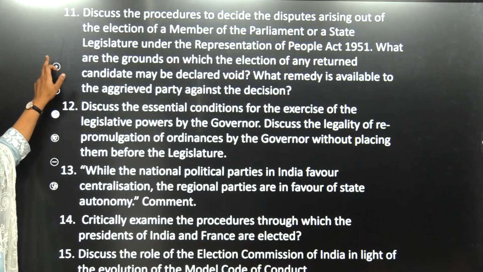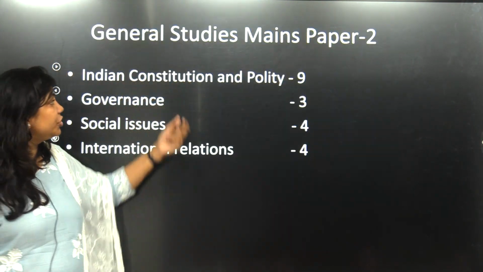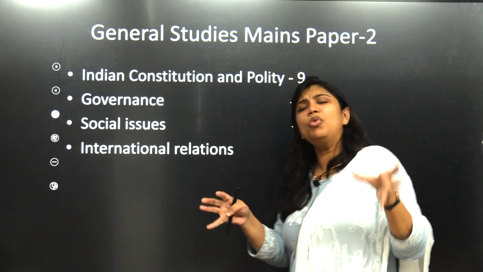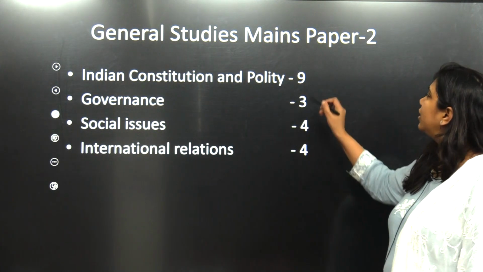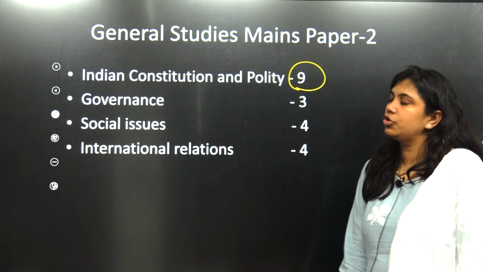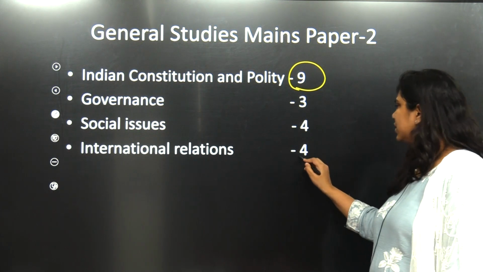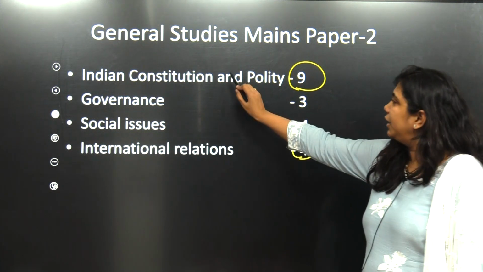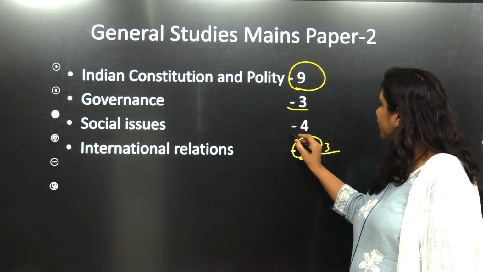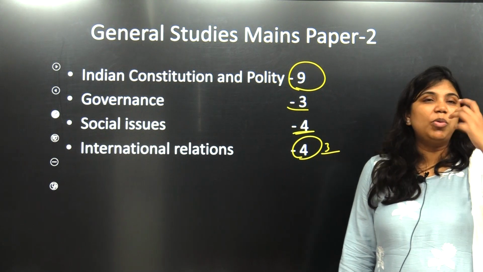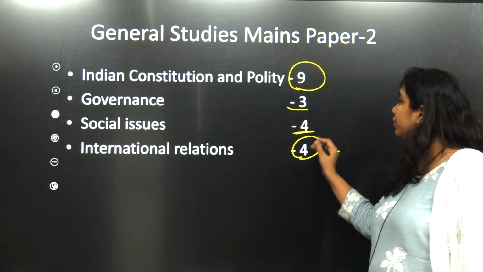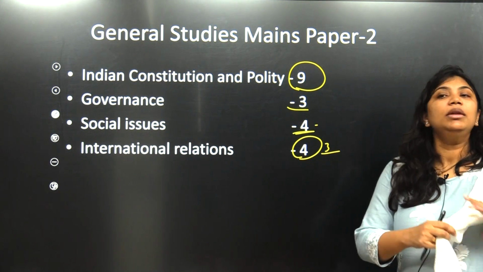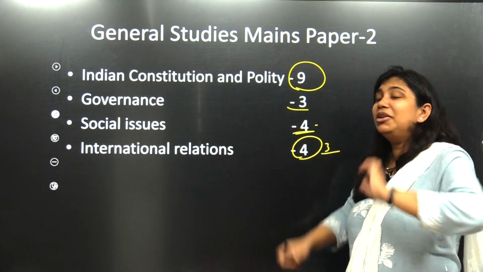So GS paper 2. First is Indian Constitution and Polity. Most of the time we'll have a high weightage to Indian Constitution and Polity, and basically 3 to 4 questions from international relations. And if you take governance, there were 3, and social issues were 4, like poverty, unemployment, that type of questions were around 4. Okay. Now, what is here Indian Constitution and Polity?